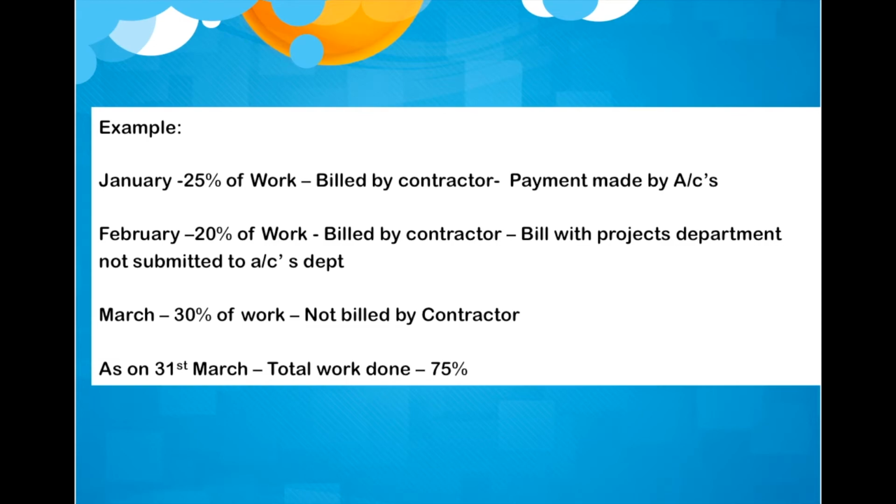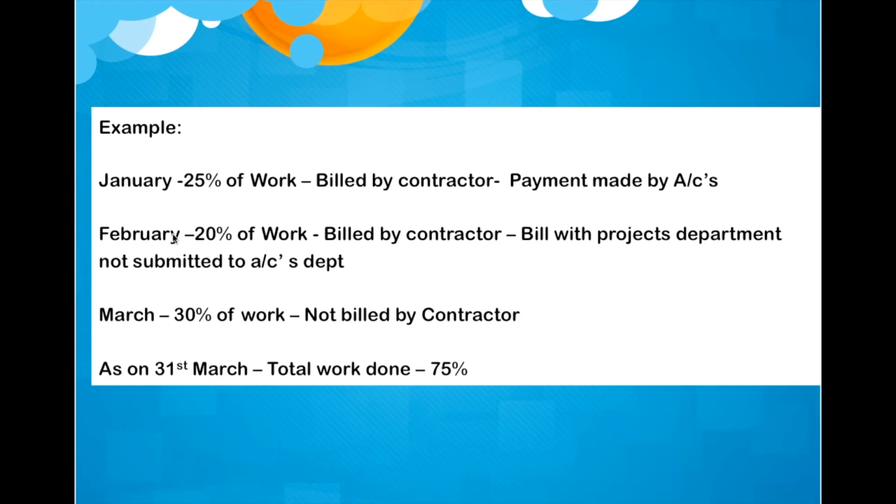Now, let's see another example to understand how to give a provision in case of a project which is going on. In the month of January, 25% of the work was done by the contractor and bill was raised by the contractor. Projects department has submitted the bill to the accounts department and the payment was made by the accounts department after making necessary entries in the books of accounts.